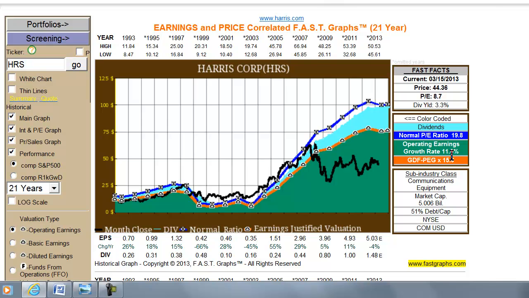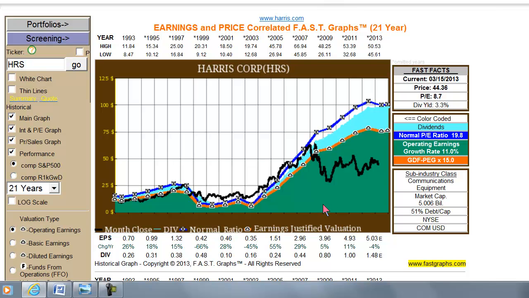And as you can see with Harris Corp, using a 21-year graph here, we have an 11% number. Therefore, we're using the Graham-Dodd formula. And that Graham-Dodd formula draws the orange line on the graph. And what this orange line really represents is in essence a theoretical, or I even often say metaphor of intrinsic value.